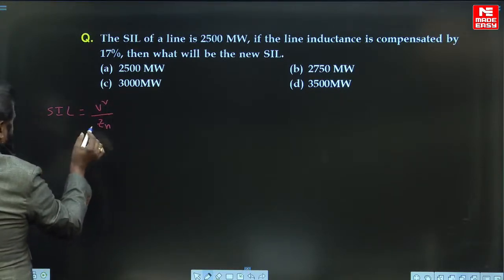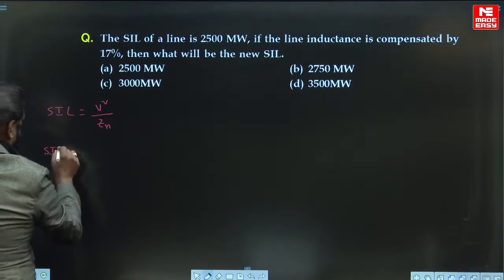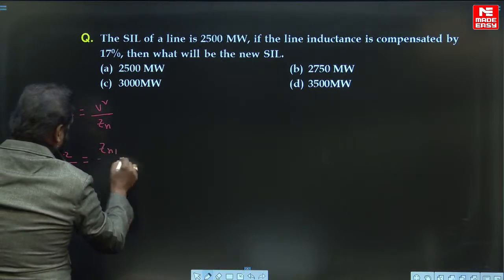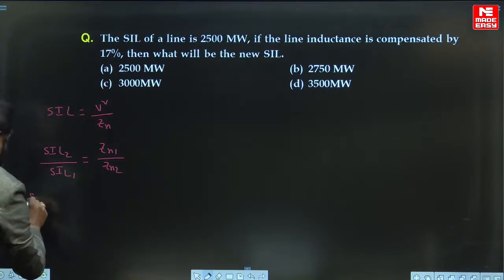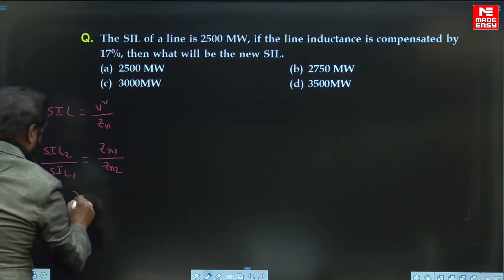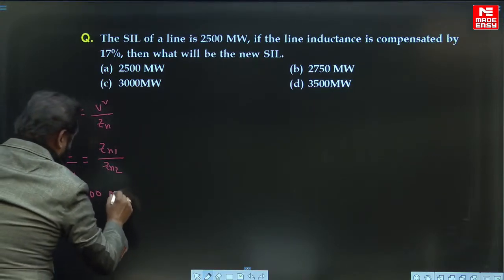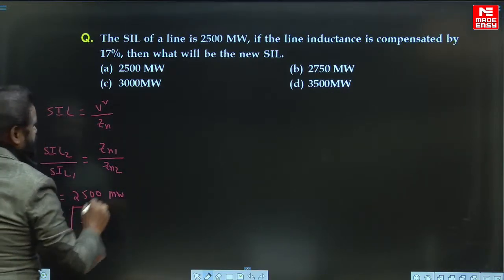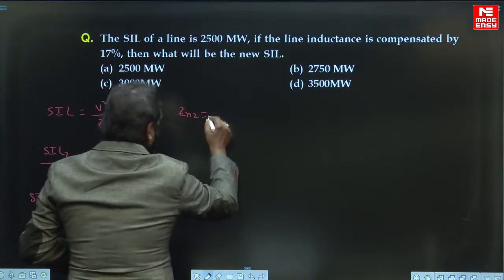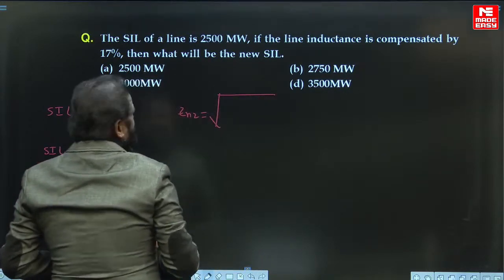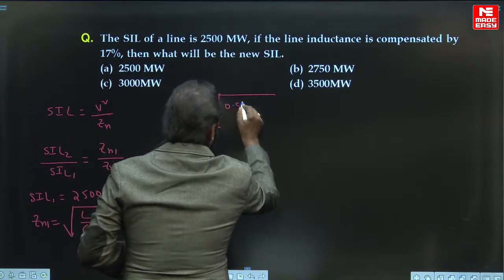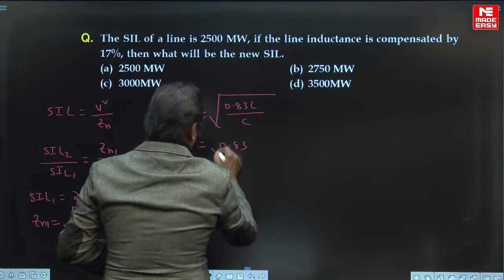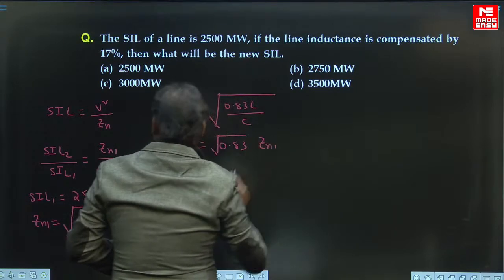Then I can say you have a formula: SIL2 divided by SIL1 equals Zn1 divided by Zn2. SIL1 is given as 2500 megawatts, and Zn1 equals root over L by C. What is Zn2? Zn2 equals root over of, 17% is compensated, so the remaining is 83%, 0.83 L by C, that equals 0.83 under root into Zn1.